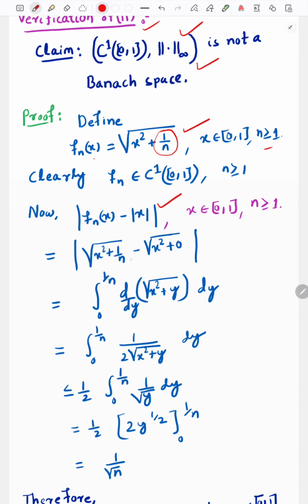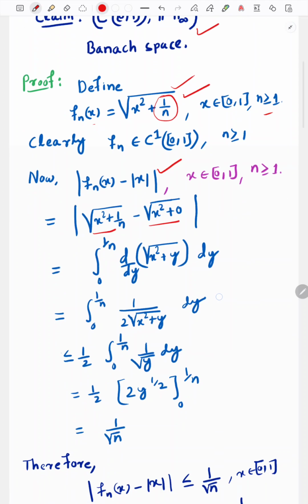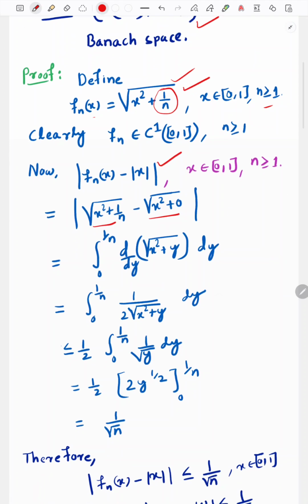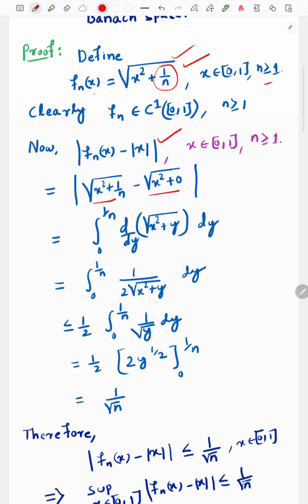Okay, so this quantity f_n(x) is defined in this way, so we put this value, and |x| can be written in this form. Why? Because the square root of x squared is equal to |x|. I hope that you all know this simple expression. Okay, so then this difference can be written in this integral form here.